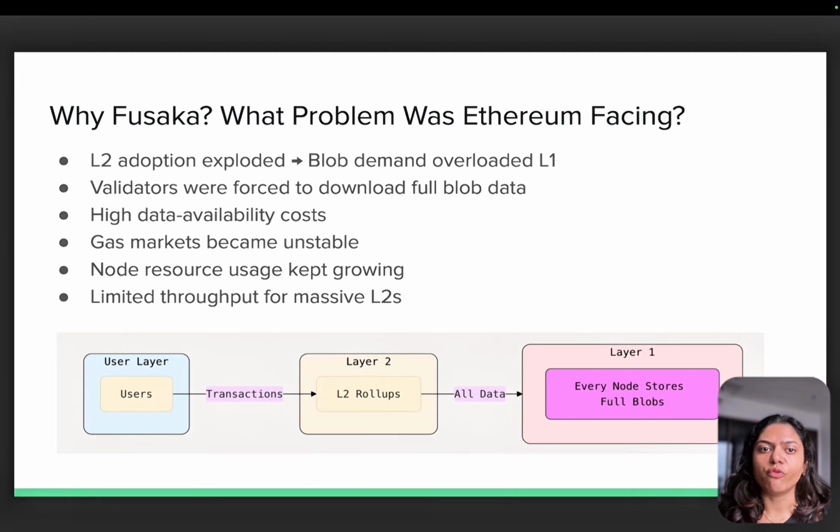So the first question is: why Fusaka? What problem is Ethereum facing? So we have to introduce Fusaka. Let's start with the root cause.